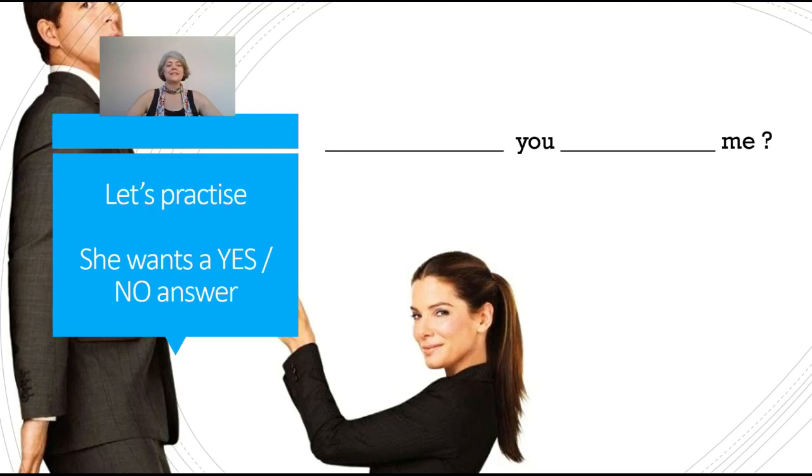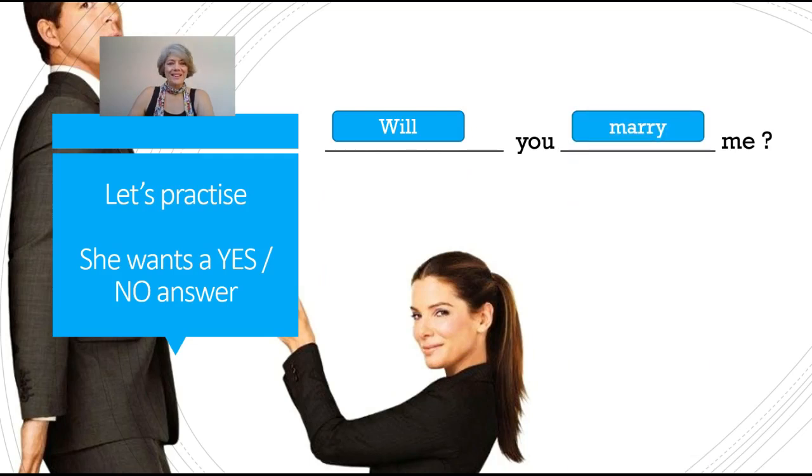So, let's practice. This lady, from one of my favourite movies with Sandra Bullock, she is asking him to marry her, which is very strange in our culture. She just wants a yes-no answer. What do you think we ask in English to want a yes-no answer to this question? Do you know? It's will you marry me? Easy. Auxiliary verb, subject, main verb, and then the rest of the question.